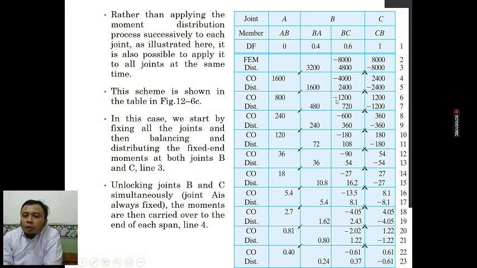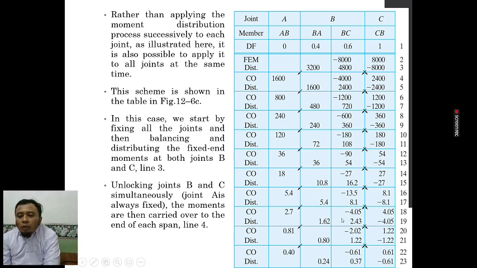this value of moment at this line 6 or line CO here, so you need to unlock, so it becomes negative 1,200, and then times distribution factor becomes negative 1,200. So this one negative 1,200, apply negative, so you get positive 1,200, and then times distribution factor, you get this 720 and 480. Then you need to carry over to 40, 360, and then this negative 600.